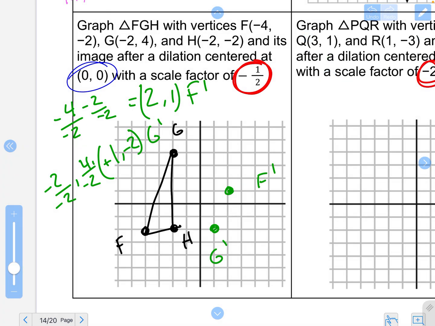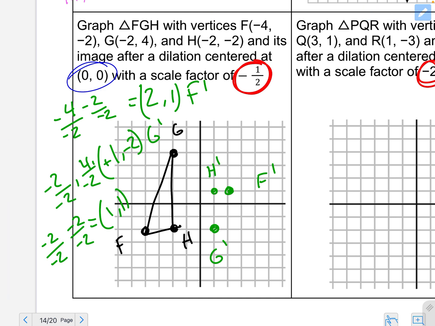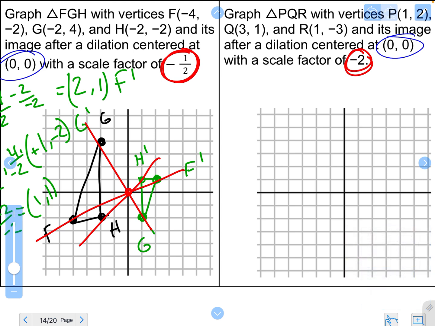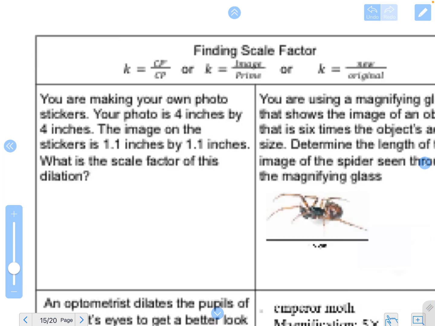And then H prime is -2 divided by -2, -2 divided by -2. So that's going to become a +1, 1, which is H prime. And our center of dilation is the origin. So I should be able to connect both G's through the center of origin, connect both H's through the center of origin, and connect both F's through the center of origin. So I want you to do this one on your own, and then we're going to just real quick make sure we understand how to do scale factor.